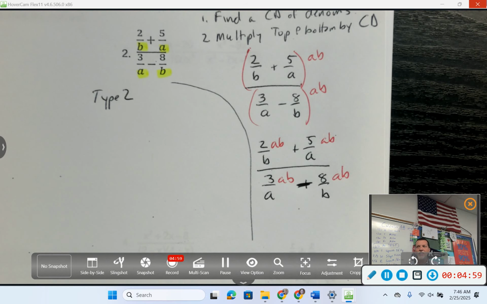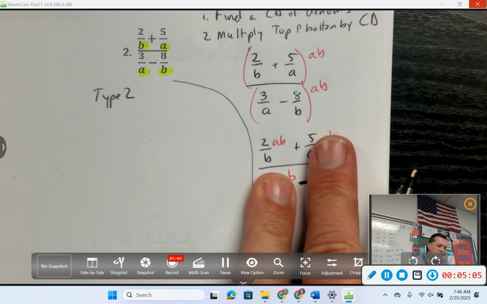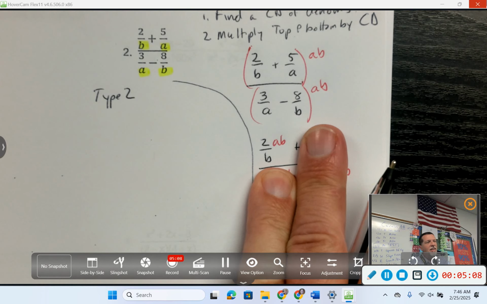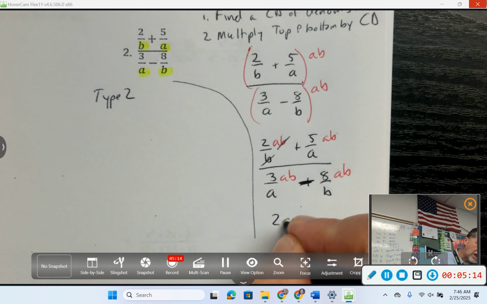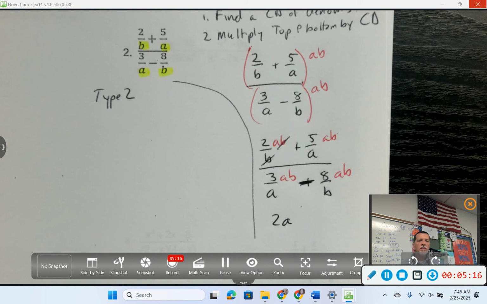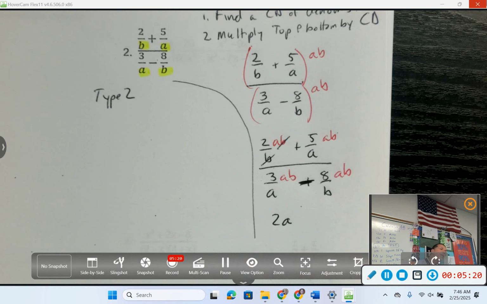Okay, now I think you can see why we did that. What happens on this top left fraction? Just that top left thing. The b's cancel, and we're left with 2a. Right? We multiplied by ab to cancel out that b. Yeah, we're left with an a, but hey, worth it because it got rid of the b.